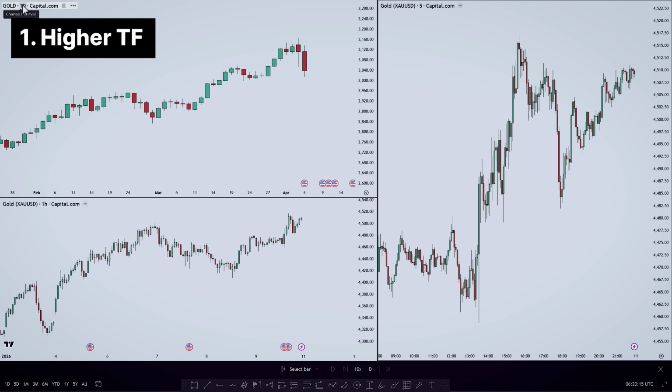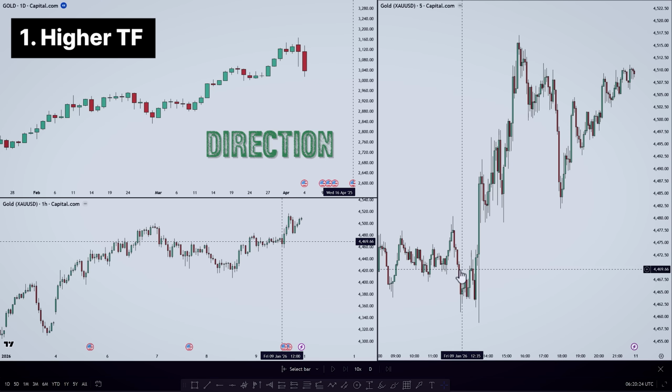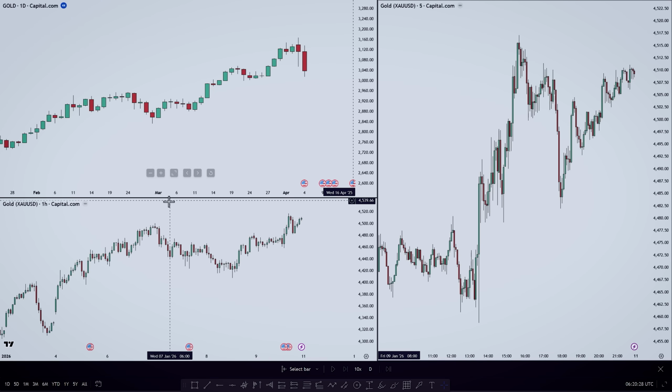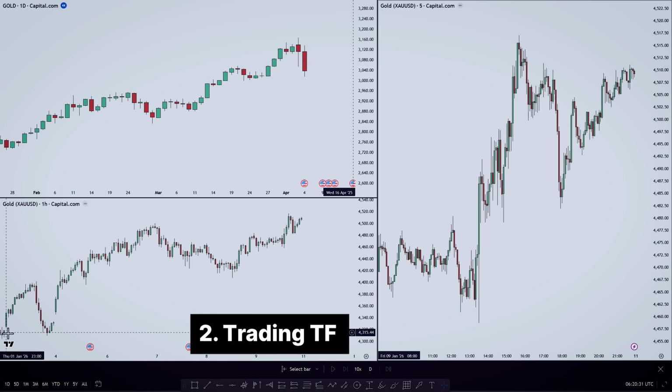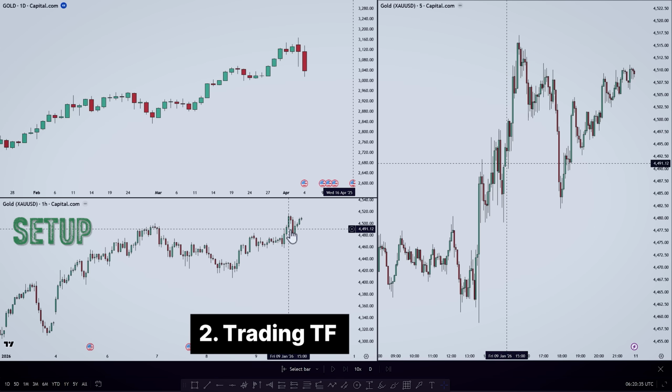First, the higher time frame. It tells you the direction of the market, and you don't fight against it. If the daily chart is crashing, I don't care how pretty your 5-minute buy signal looks. Don't take it. Second, the trading time frame. This is where you find the setup, the pattern, the structure.